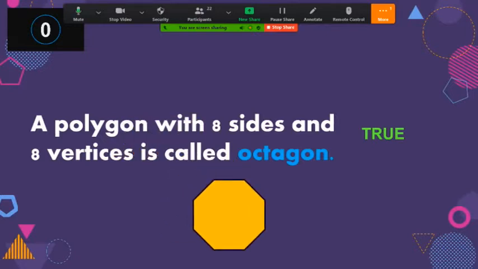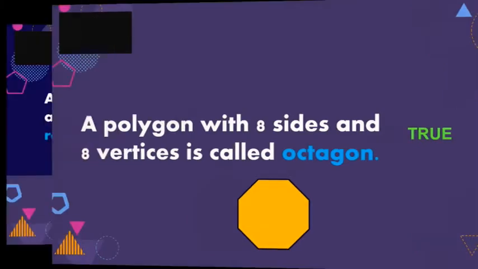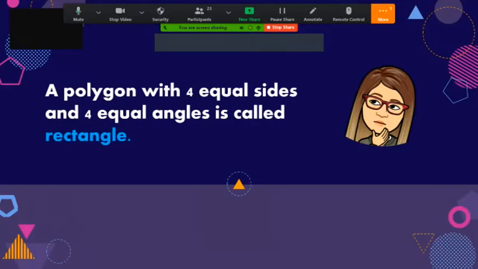So this is octagon. You remember octopus, class? Octopus has 8 tentacles. So it's from the word octa, which means 8. Let's go to the next question.